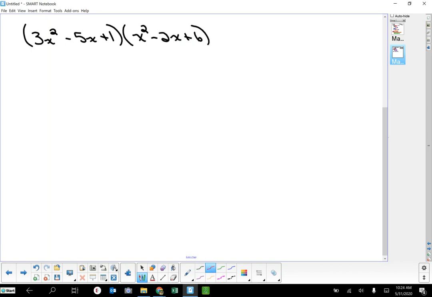So I'm going to take the first term and I'm going to multiply it by all of the terms in the second set of parentheses. Okay, so 3x squared times x squared is 3x to the fourth. 3x squared times negative 2x is a negative 6x to the third. Remember, this is x to the first. And then 3x squared times 6 is plus 18x squared.